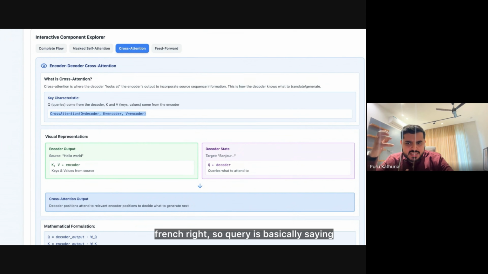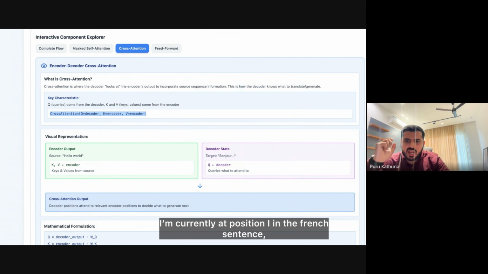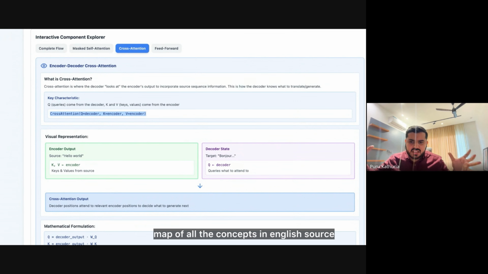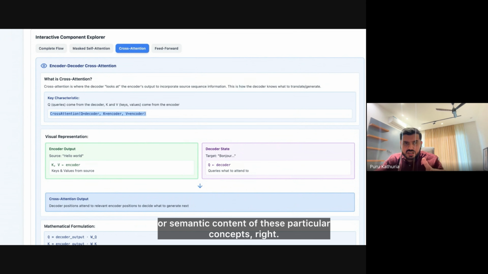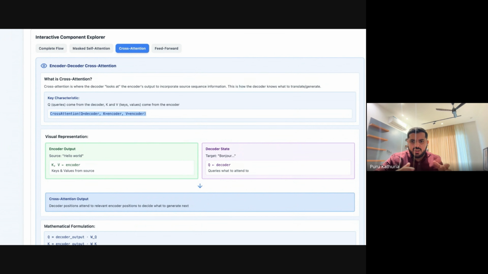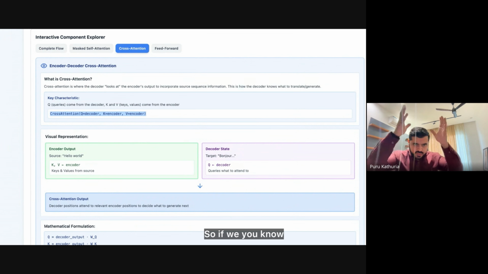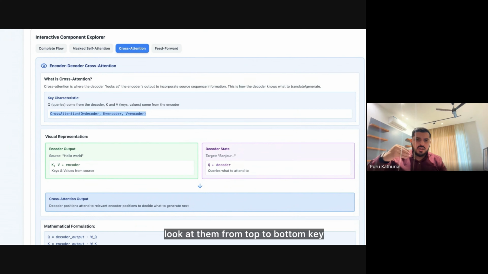So the query is basically saying, I am currently at position i in the French sentence. What information should I be looking for? The key from the encoder says, here is the map of all the concepts in the English source sentence, right? Whereas the value says, and here is the actual semantic content of these particular concepts, right? So the query is coming from the decoder, and key and value both are coming from the encoder, which is the above stack. So if we look at them from top to bottom, key and value are coming from the above stack and the query is coming from the decoder itself.